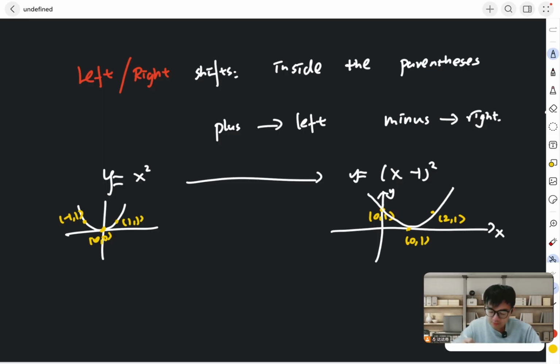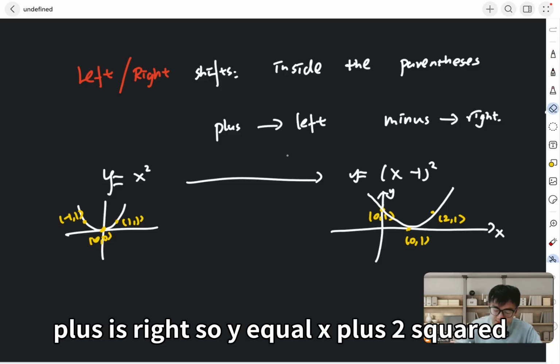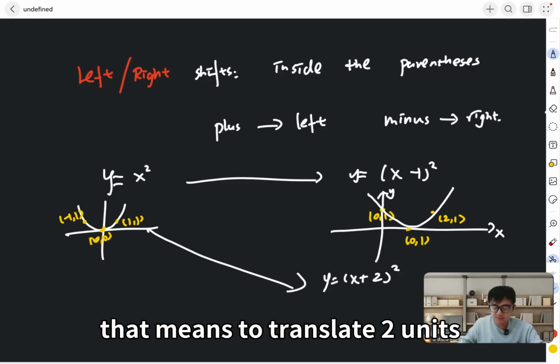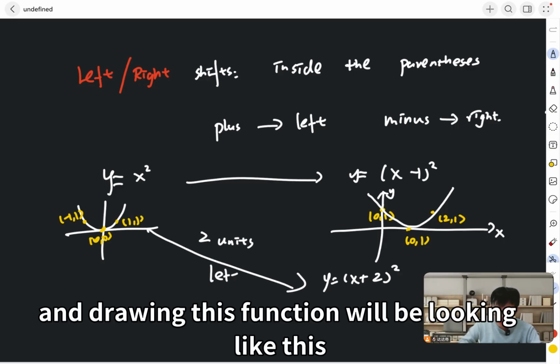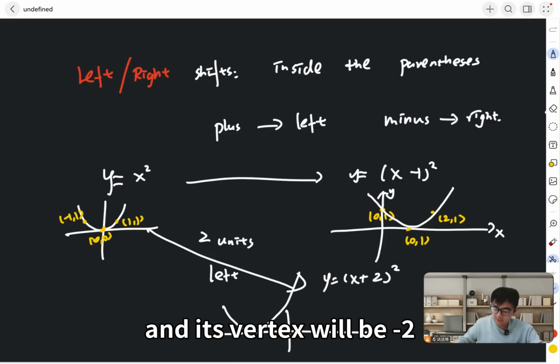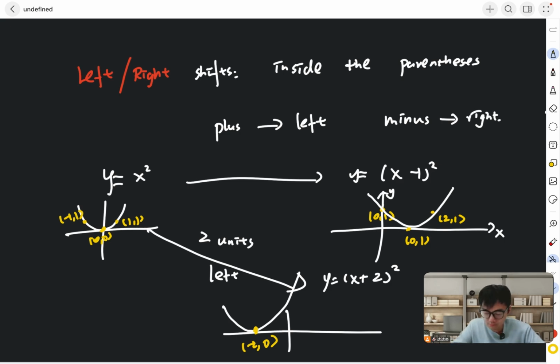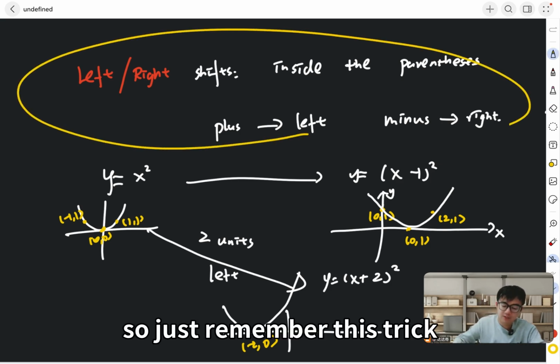And plus is left. So y equal x plus 2 squared, that means to translate it 2 units left. And drawing this function will be looking like this. And its vertex will be minus 2, 0. So just remember this trick.